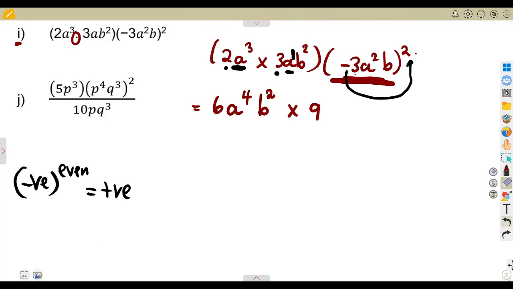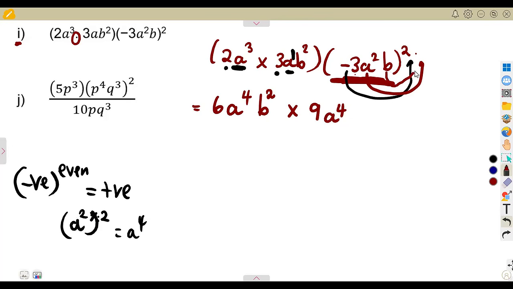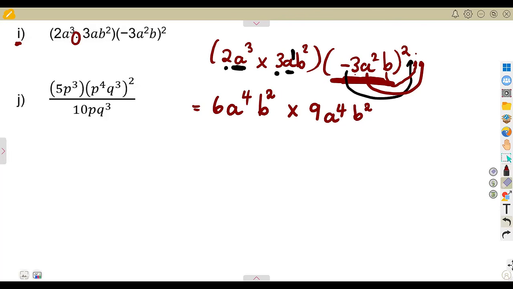But the same exponent also affects a. So it's a squared to the exponent of 2. A to the exponent of 2 to the exponent of 2. Remember the idea of an exponent to an exponent: you multiply them. 2 times 2 is 4. So this is a to the exponent of 4. Then the b also will be raised to the exponent of 2. Everything that you are seeing inside the bracket must be raised to this exponent that is outside of the bracket.